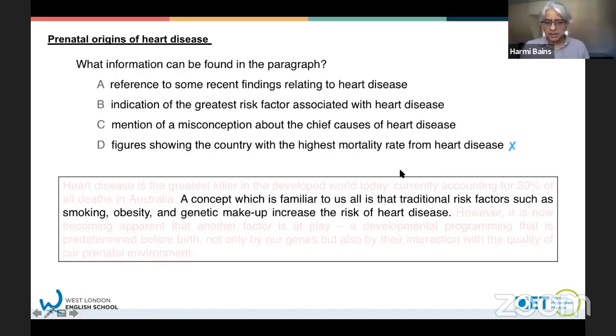The next sentence really talks about traditional risk factors with heart disease. Things like smoking, obesity, genes as well, genetics. And again, you might think that the answer is option B. It talks about the greatest risk factor in option B, but it's a little bit different. In the text, it's talking about traditional risk factors. It doesn't say anything about the greatest risk factor at all. The answer wasn't option B.